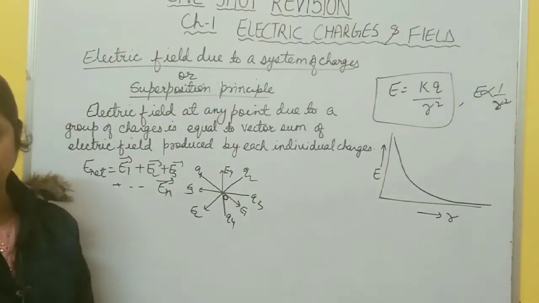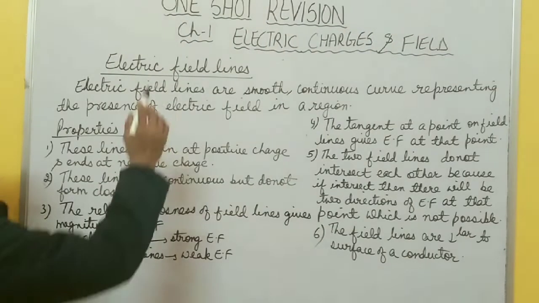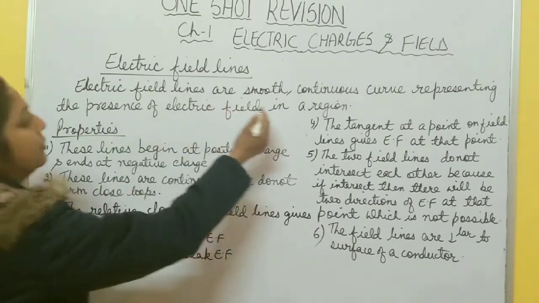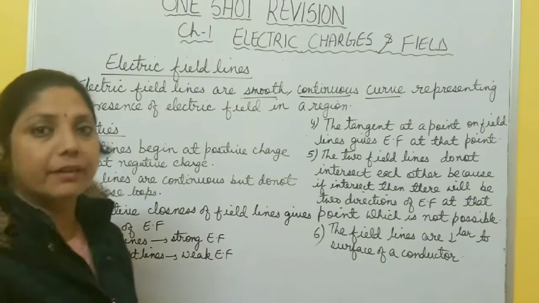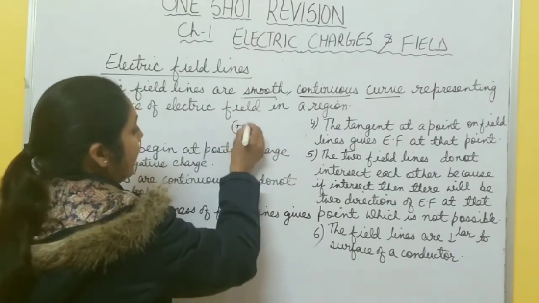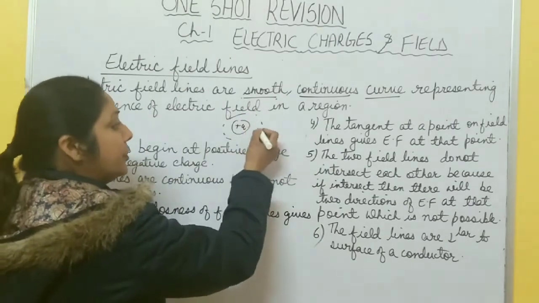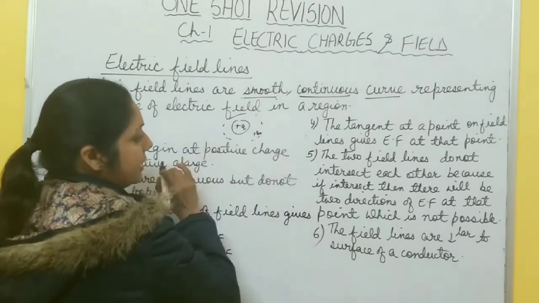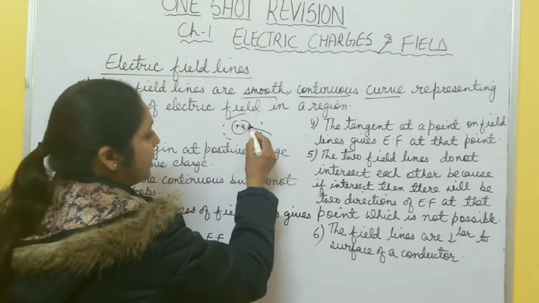Okay, take a screenshot. After this I will discuss electric field lines. Okay, now electric field lines. What are electric field lines? Electric field lines are a smooth continuous curve representing the presence of electric field in a region. Suppose there is a charge Q, and around this charge you know that electric field is present. So if you put any test charge, Q naught, near this charge in this region, then it takes some path, like it moves in this way or it moves in this way.